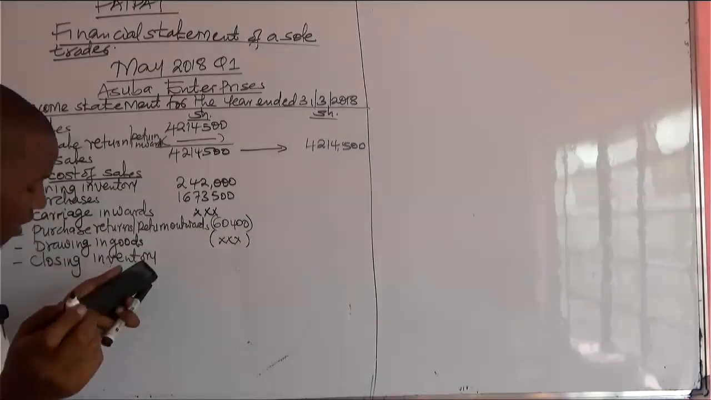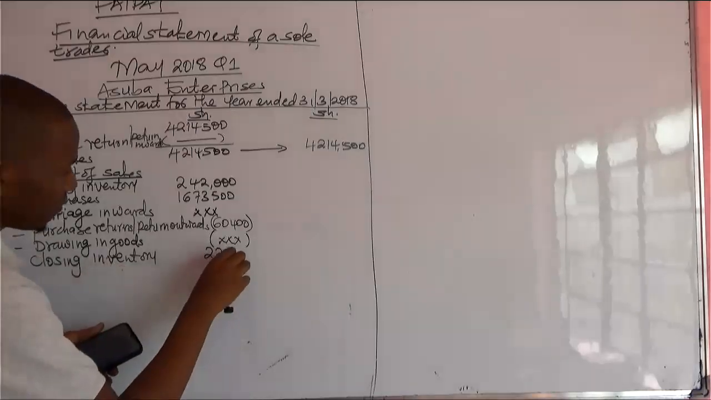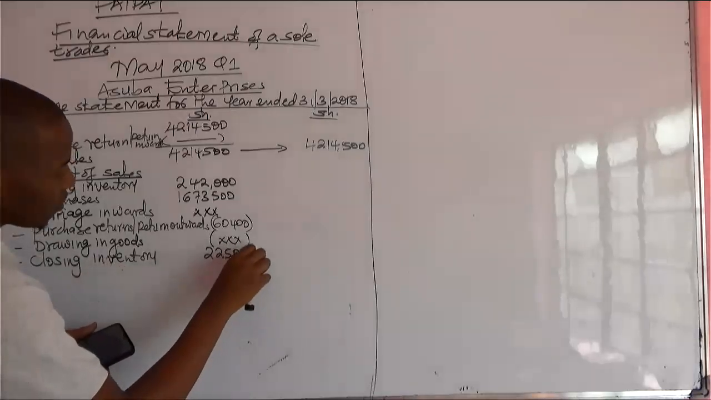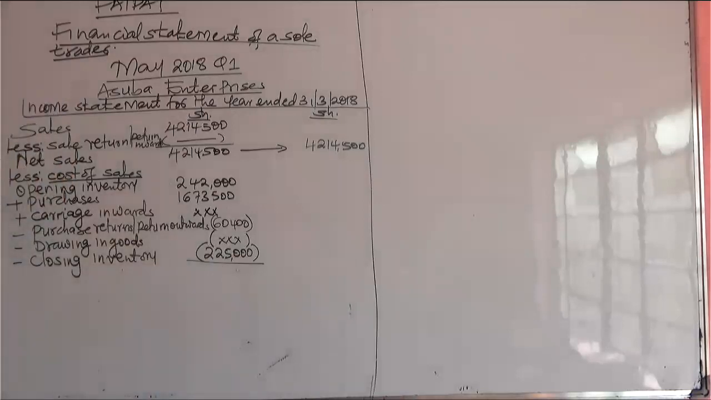Closing inventory on additional information number four, 225,000. So get the cost of sales. You know, that is now what will give us the cost of sales. So ina kupea ngapi? The cost of sales.